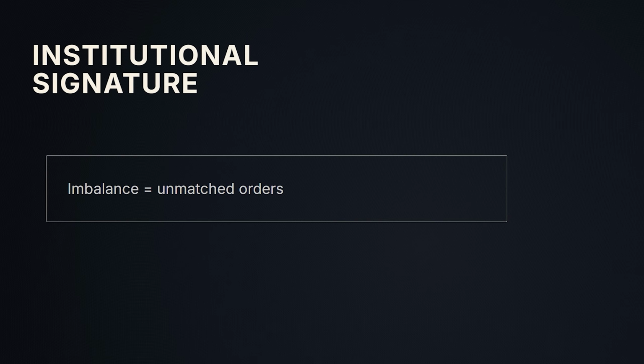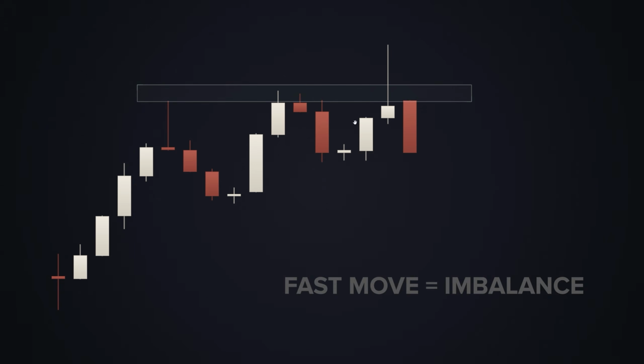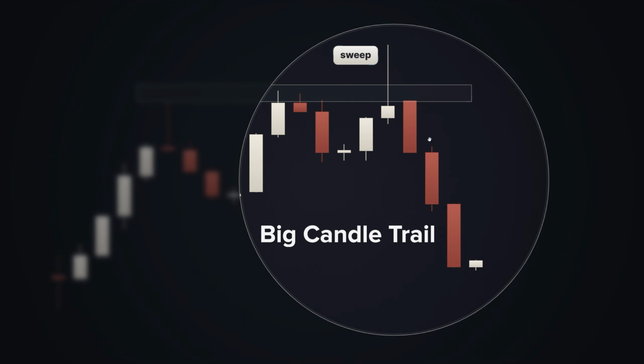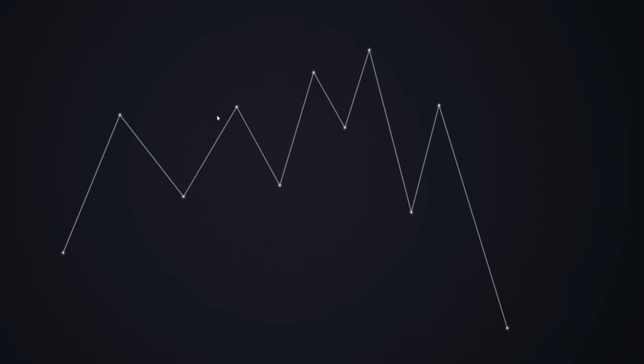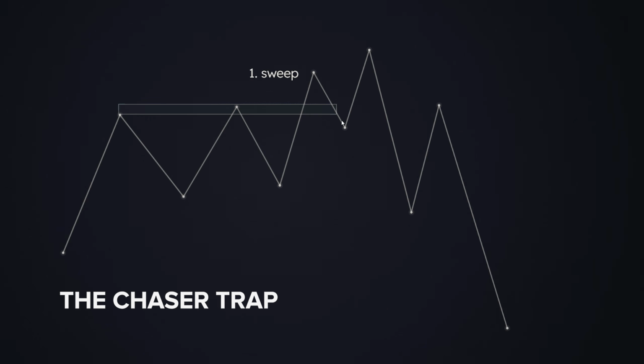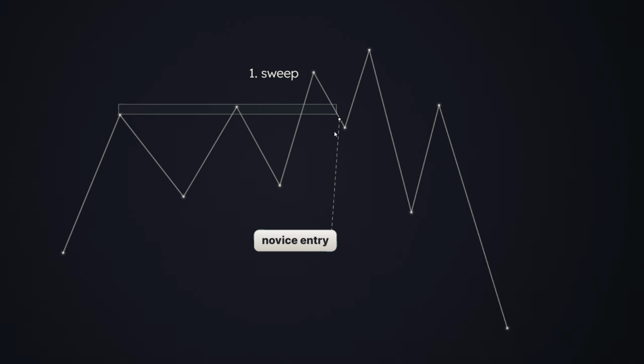That signature is an imbalance. This happens when price moves so fast that the buy and sell orders do not have time to match up. On your chart, it looks like a big candle with little wicks, or several big candles. This leaves an imbalance. What used to look like momentum now looks like an unfilled order trail. Retail chasers see a massive red candle and they try to sell at the bottom. They are chasing the impulse. But order flow readers know that price almost always comes back to fill that imbalance before it continues.